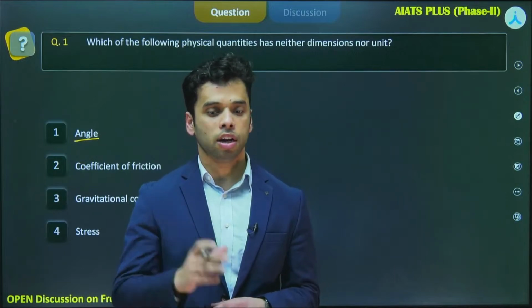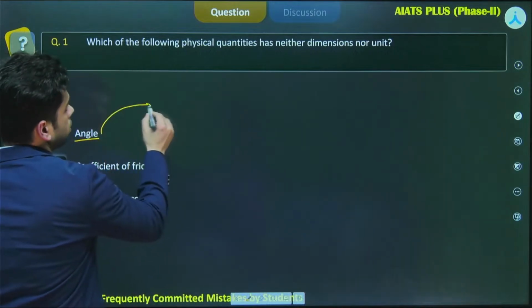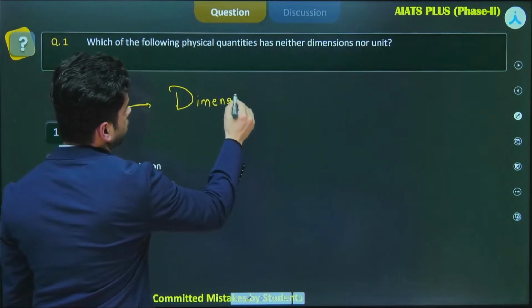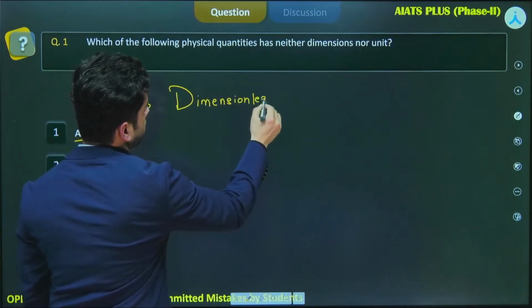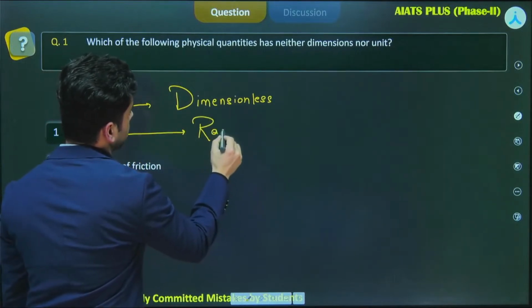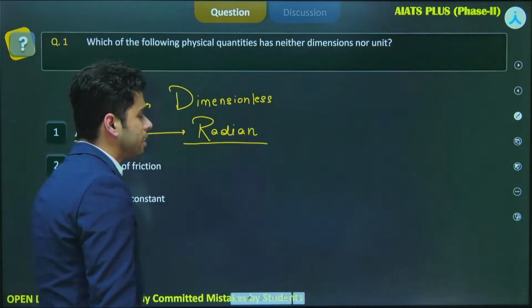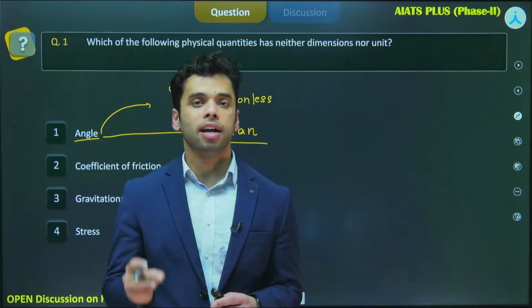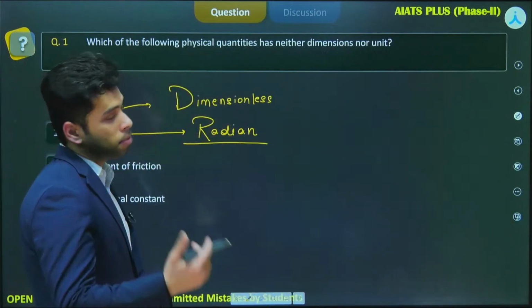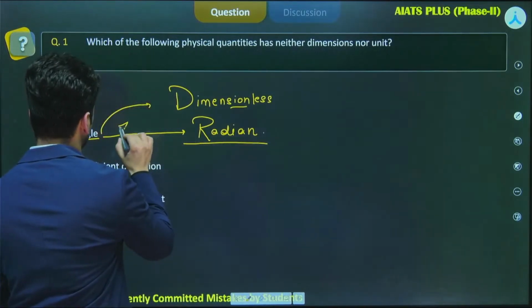Can anyone put the answer in the comment box? Angle is dimensionless, but it has got a unit, that is radian. And if it is a solid angle, the unit will be steradian. But yes, angle is a dimensionless quantity, but it has got a unit which is radian. So we have to find a quantity which has neither dimensions nor the unit. It is dimensionless, but it has got a unit, so it cannot be our answer. So this one is wrong.